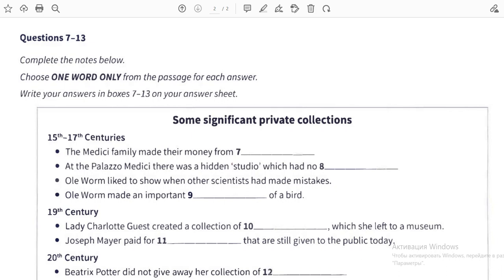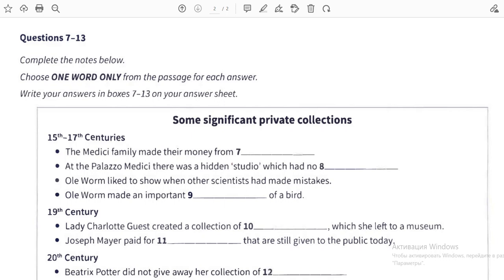Second lesson, IELTS Academic Reading, the continuation of the first lesson. Reading passage 1, questions 7 to 13. We have 6 questions, and the task type is called notes completion.